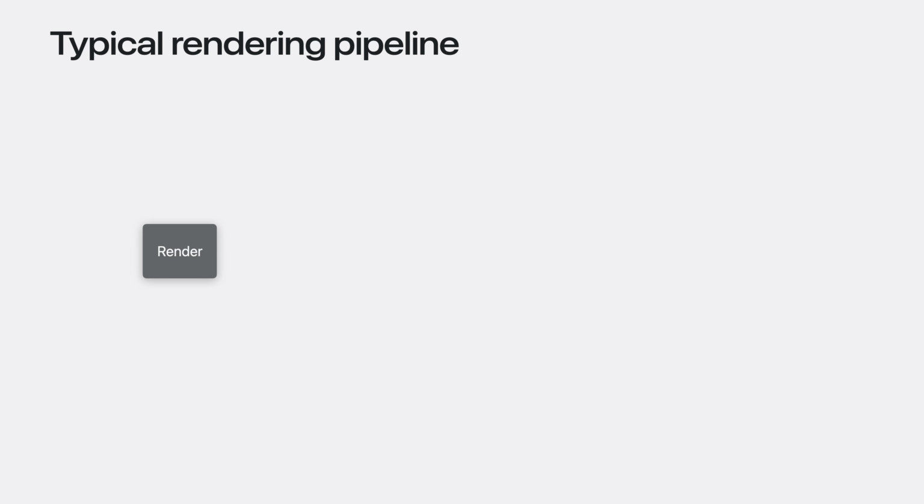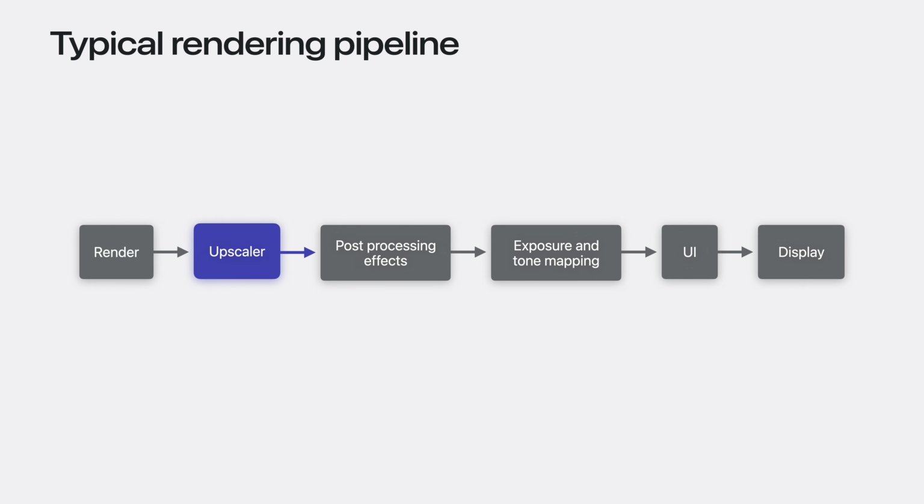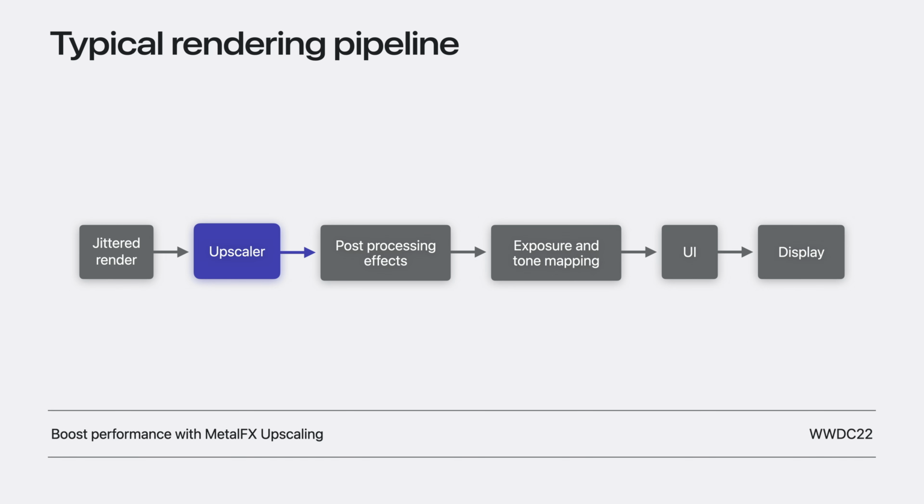Imagine a typical rendering pipeline. First, the frame is rasterized or ray traced before your game performs post-processing effects such as motion blur. Next, it applies exposure and tone mapping, then it renders UI, and finally it displays the frame to the player. The ideal place to add MetalFX upscaling is after jittered rendering and before post effects. You can watch Boost Performance with MetalFX upscaling for more details on integrating the upscaler. This year, you have even more tools and features available to improve your game performance.